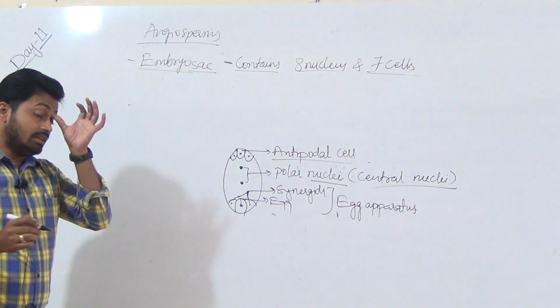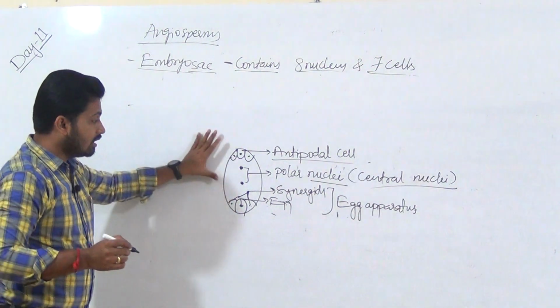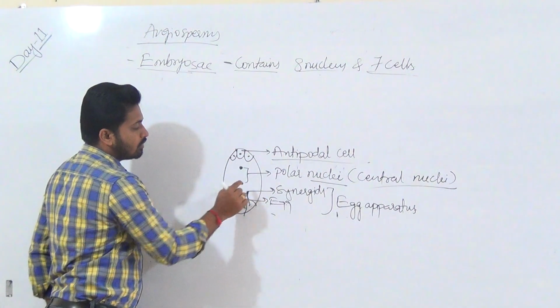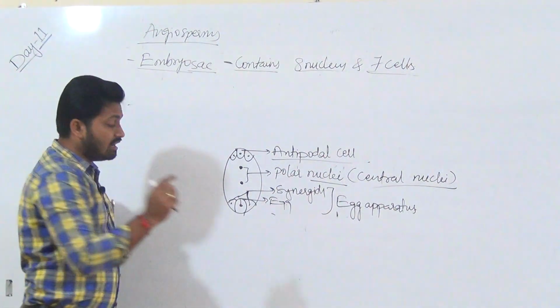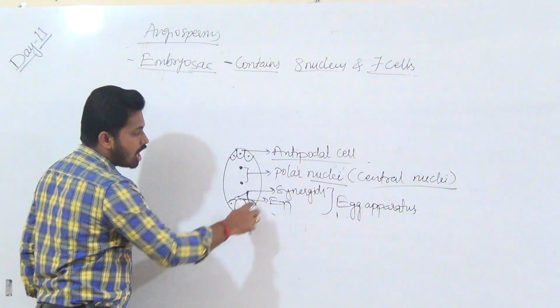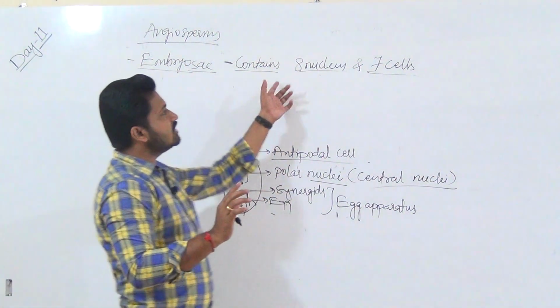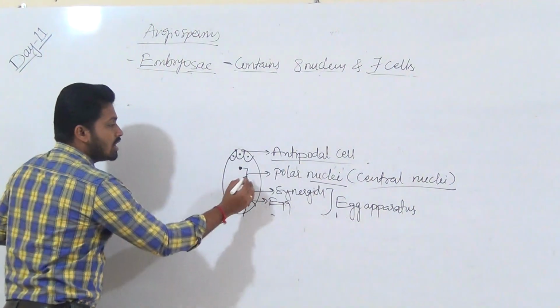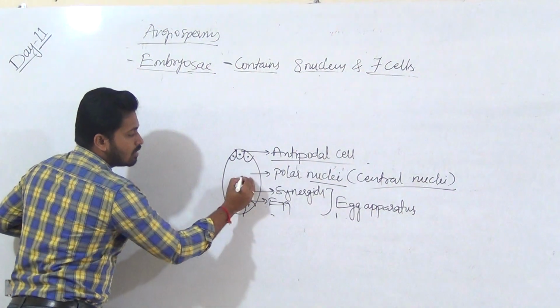Now this is a diagram of the embryo sac. Count the nuclei: 1 2 3 4 5 6 7 8, but only 7 cells. That is the characteristic feature of the embryo sac: 8 nuclei and 7 cells. Now what happens? These two nuclei fuse.